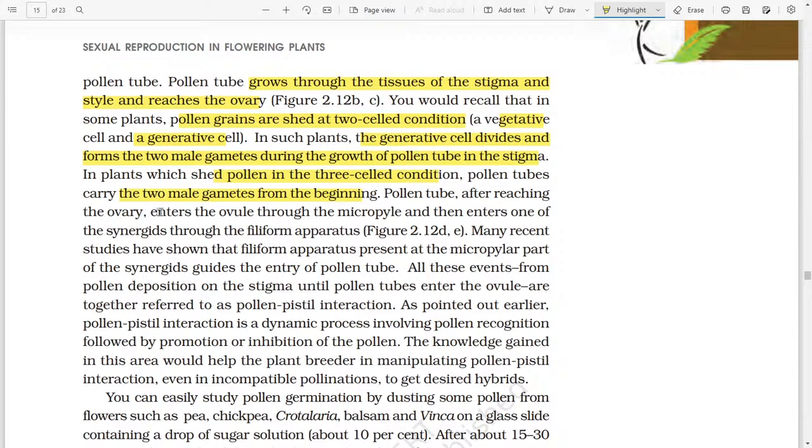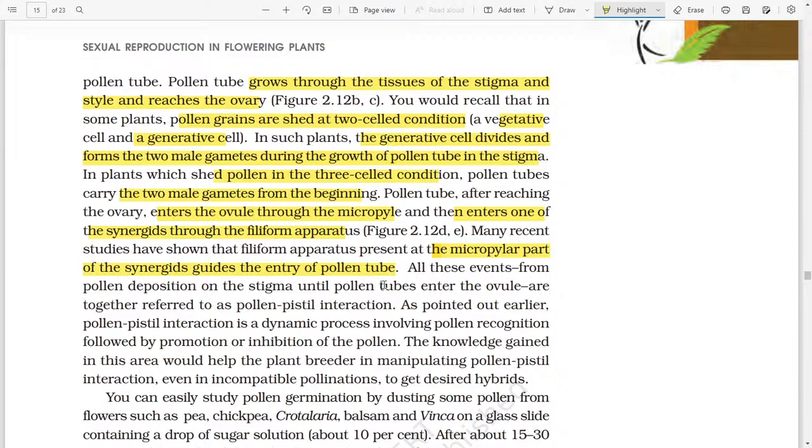The pollen tube, after reaching the ovary, enters the ovule through the micropyle and enters one of the synergids through the filiform apparatus. Many recent studies have shown that the filiform apparatus present at the micropylar end of the synergids guides the entry of the pollen tube. All these events, from pollen deposition on the stigma until the pollen tube enters the ovule, are together referred to as pollen-pistil interaction. As pointed out earlier, the pollen-pistil interaction is a dynamic process involving pollen recognition followed by promotion or inhibition of the pollen.